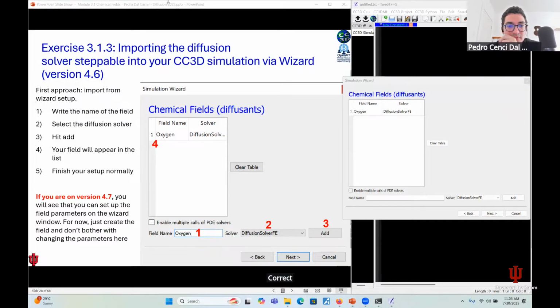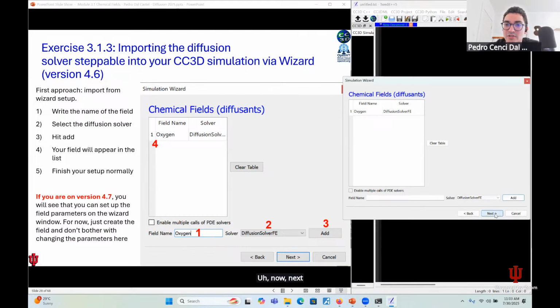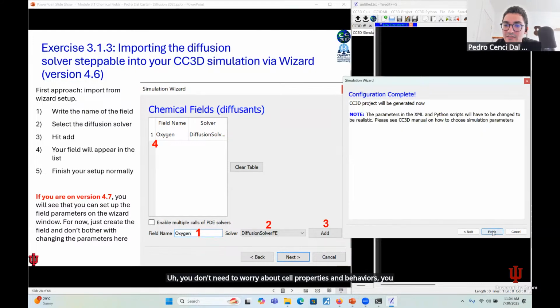That's correct, Derek. You don't need to choose anything in the cell properties and behaviors. So after setting the chemical field there, you don't need to worry about cell properties and behaviors. You can just go next and finish.